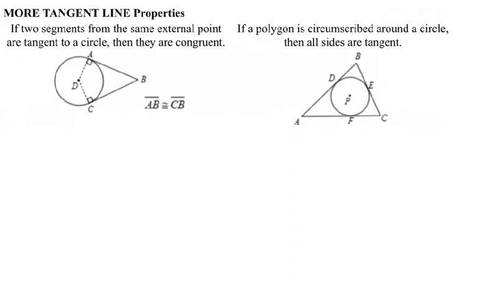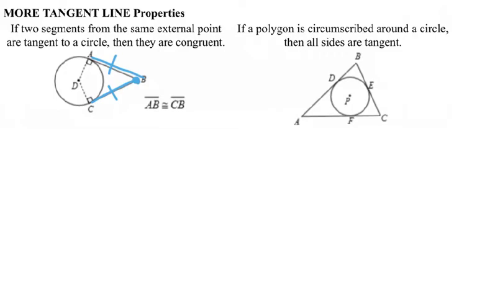Alright, so here's just some more tangent line properties. If two segments from the exact same external point are tangent to a circle, then they have to be congruent. They intersect at the same point B, kind of like a duck bill. So those two have to be equal to each other.